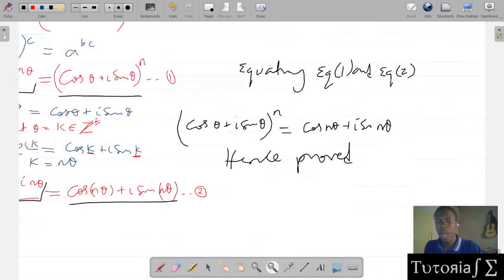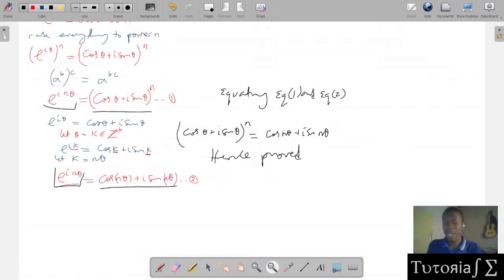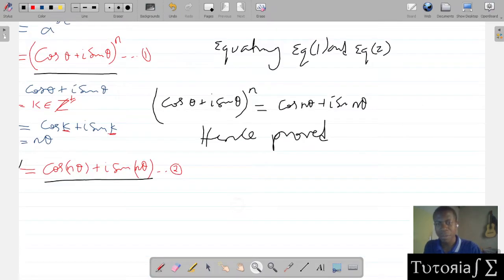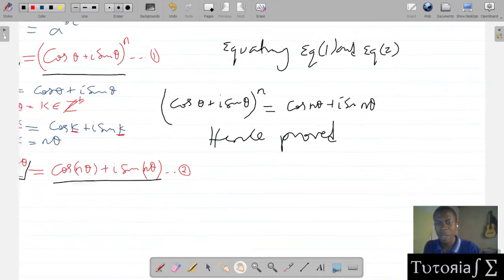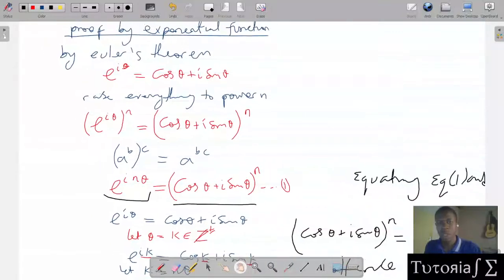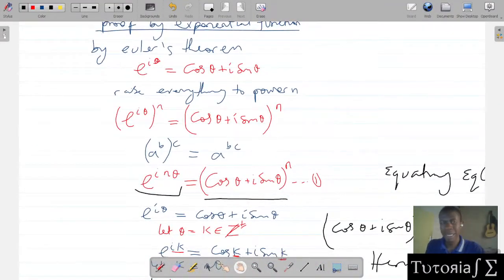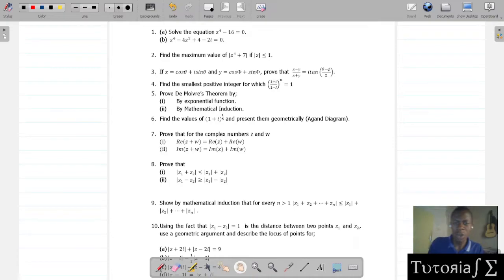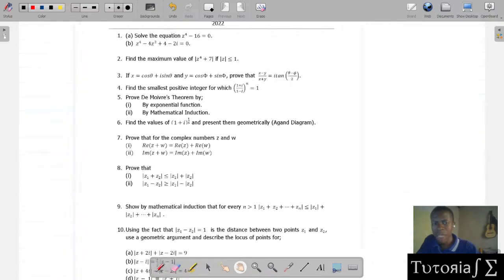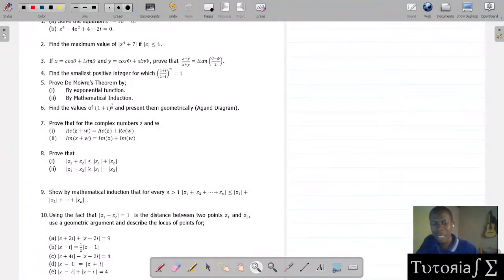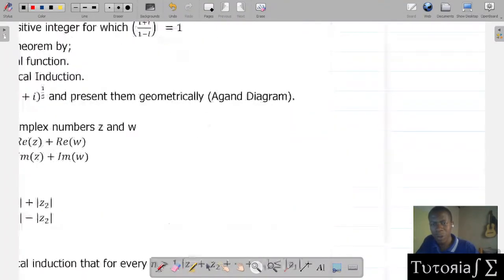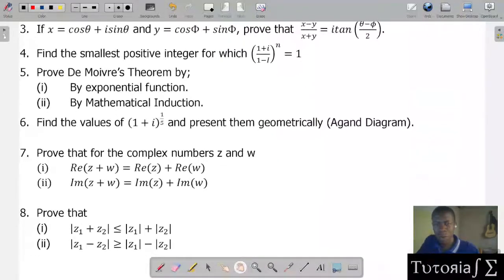So now let's go on and prove using mathematical induction. So again, I'm just going to clear that. You can follow the video to clear that. So, proof by mathematical induction. You know that mathematical induction takes 3 steps for you to prove.